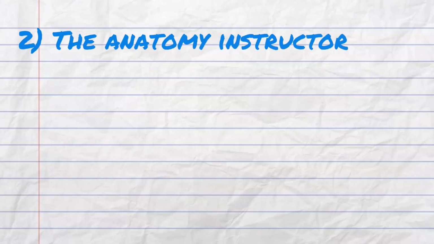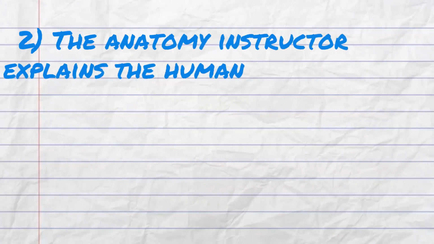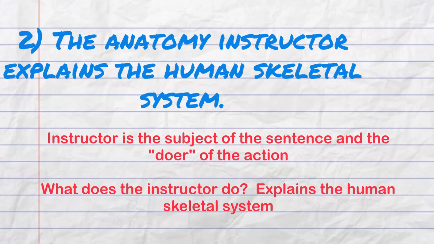Let's look at another sentence. The anatomy instructor explains the human skeletal system. Instructor is the subject of the sentence and the doer of the action. What does the instructor do? Explains the human skeletal system.